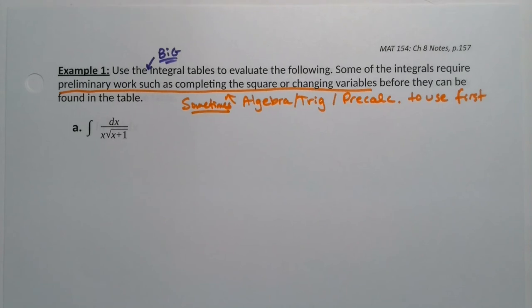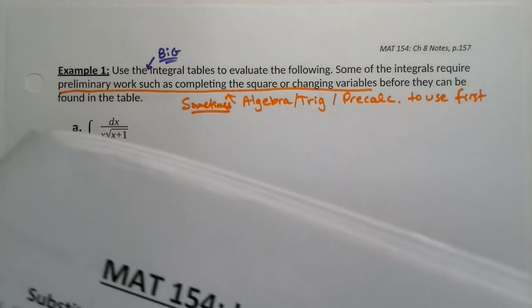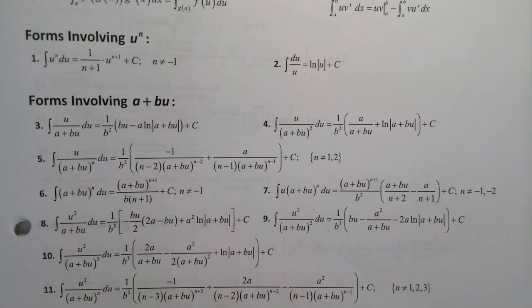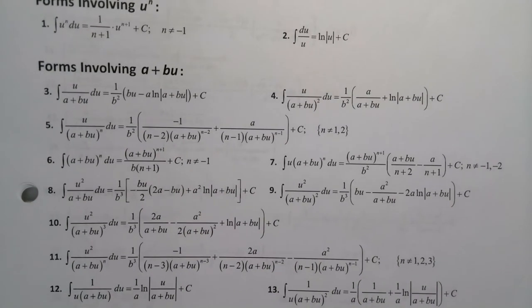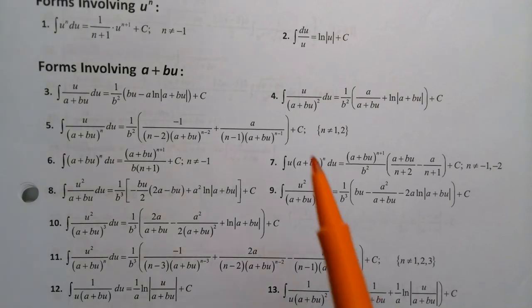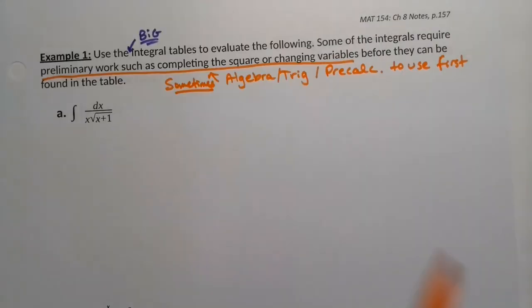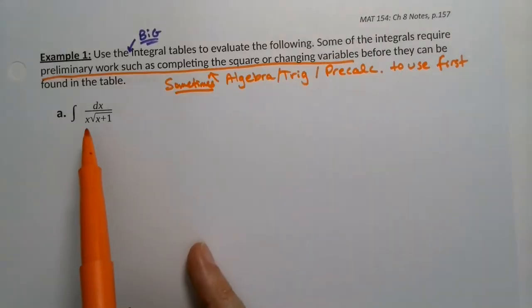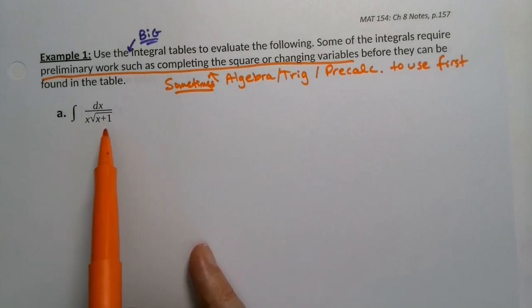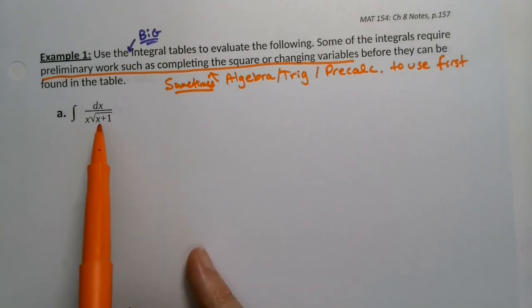All right, so looking at this one, it actually doesn't require any early work. We can make this one work. So you kind of have to fly through and find what works for you. Just looking at it, we have x plus 1 inside that square root. So that's sort of an a plus bu, right?